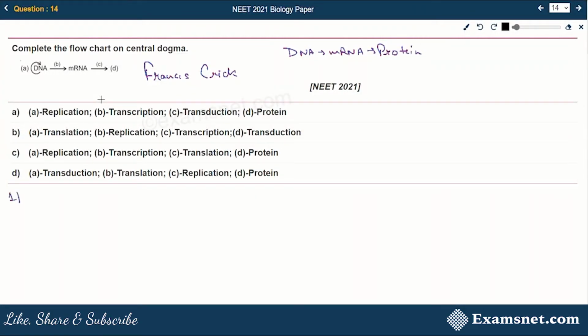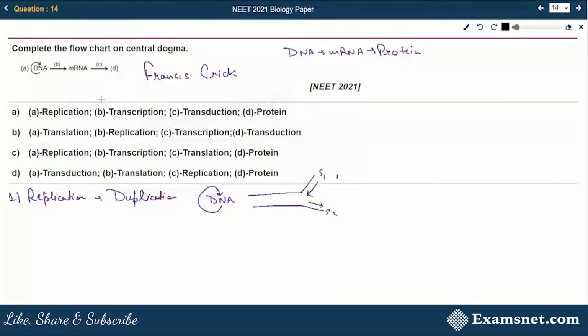So the first one is replication. What do you mean by replication? See, the word replication means reproducing or duplication. That means during this phase, a DNA is duplicated, or you can say a DNA is produced from a DNA. So how does this happen? We know that a DNA has two strands. So during this phase, both the strands are separated. And new complementary strands are synthesized for each of the two previous strands, giving rise to two new DNA molecules. So you saw how new DNAs are produced from an initial DNA.